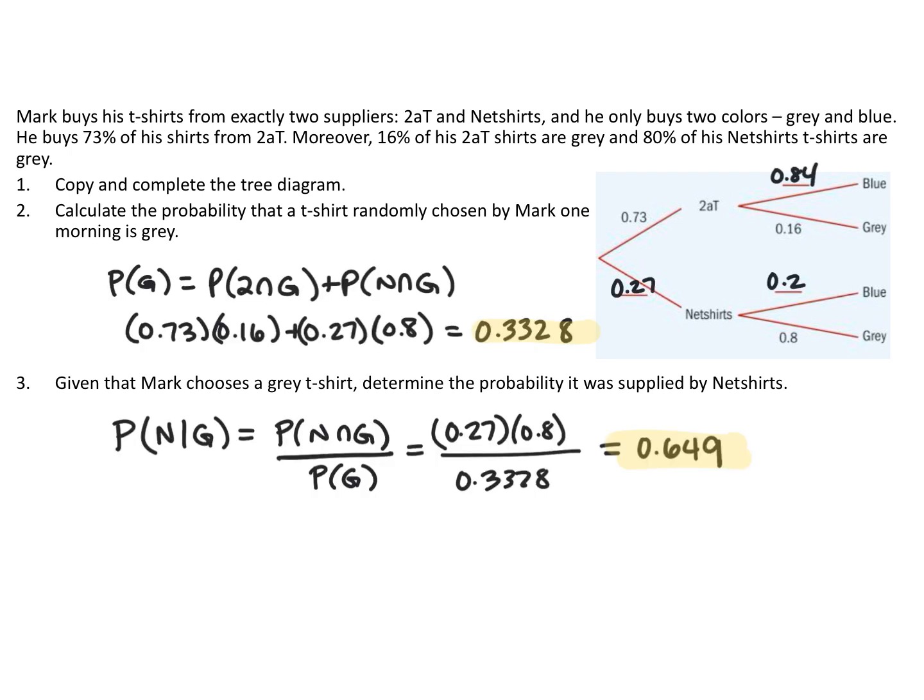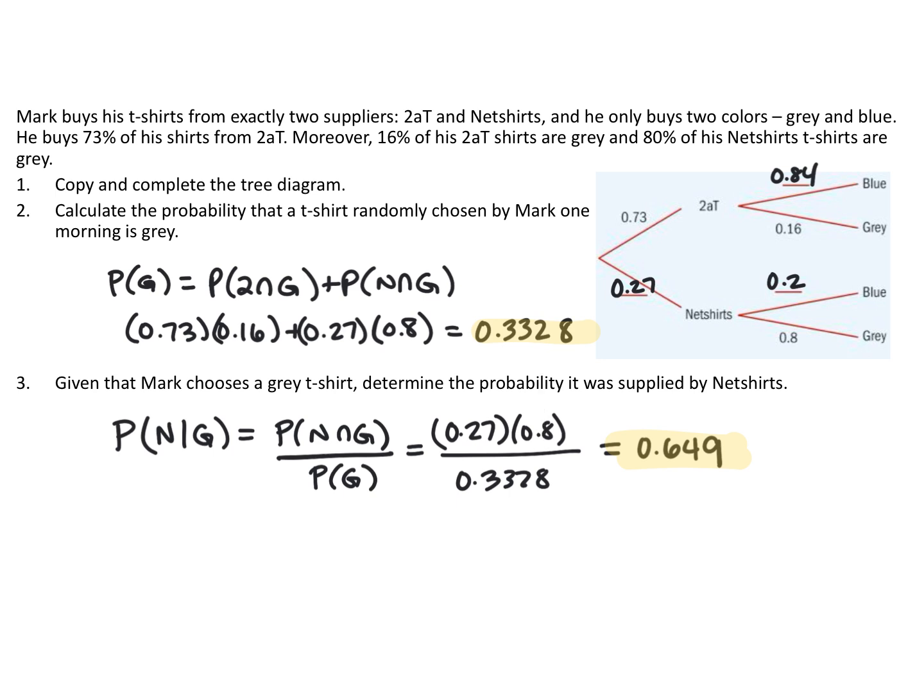So there's 2 ways that he can have a gray shirt. It can be a 2AT shirt and gray or a Netshirt and gray. So I calculated each of those probabilities and added them up. So the probability of it being 2AT is 0.73, and then the probability of it being gray, given that it's 2AT, is 0.16, and then the probability of it being a Netshirt is 0.27, and the probability of it being gray, given it's a Netshirt, is 0.8. So added that together, I got 0.3328.